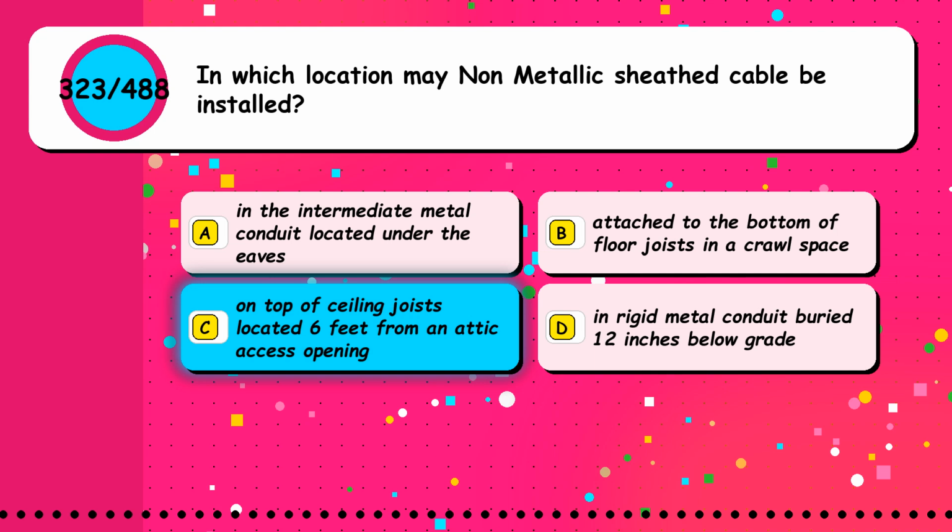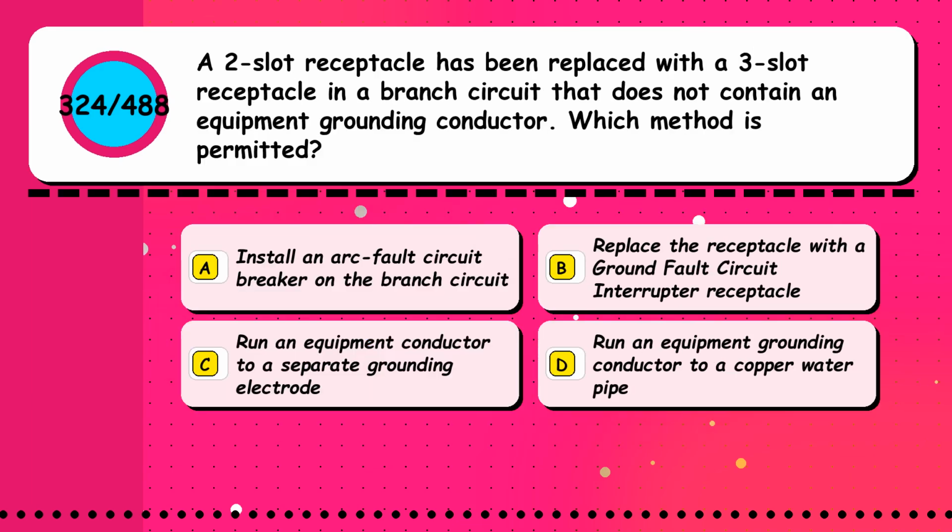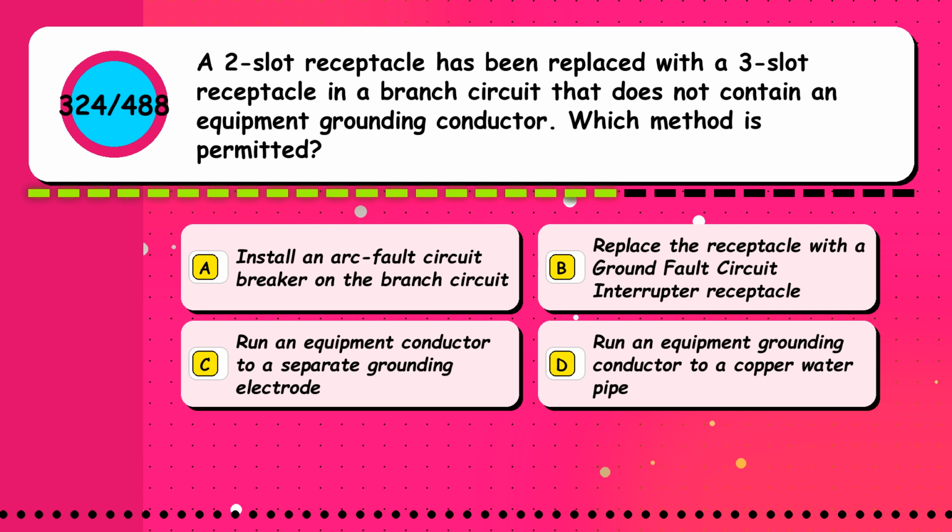The correct answer is option C, on top of ceiling joists located 6 feet from an attic access opening. C, on top of ceiling joists located 6 feet from an attic access opening. Question 324. A 2-slot receptacle has been replaced with a 3-slot receptacle in a branch circuit that does not contain an equipment grounding conductor. Which method is permitted? Option A. Install an arc fault circuit breaker on the branch circuit. Option B. Replace the receptacle with a ground fault circuit interrupter receptacle. Option C. Run an equipment conductor to a separate grounding electrode. Option D. Run an equipment grounding conductor to a copper water pipe.